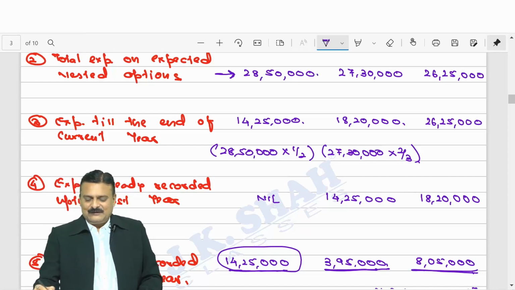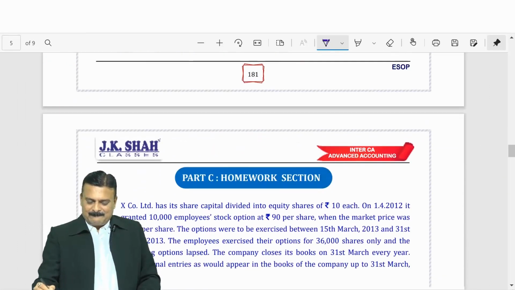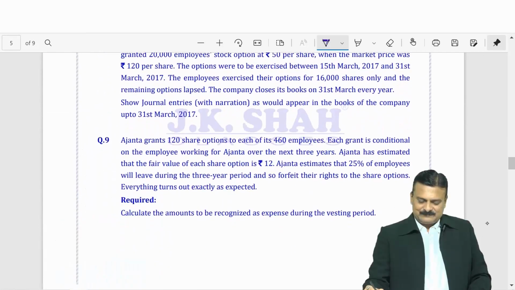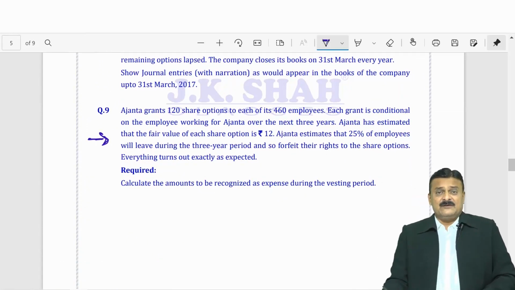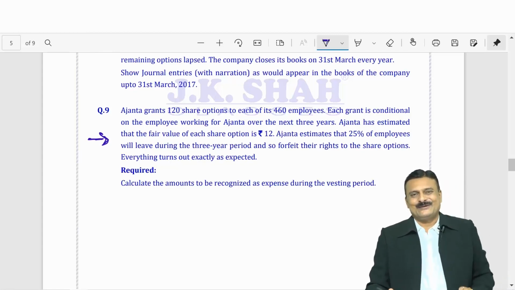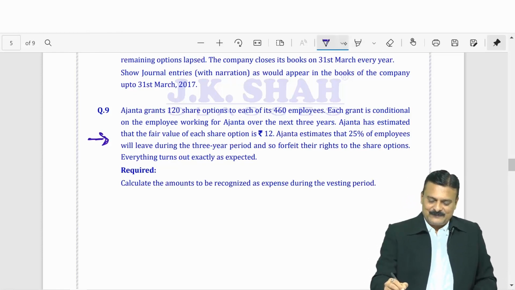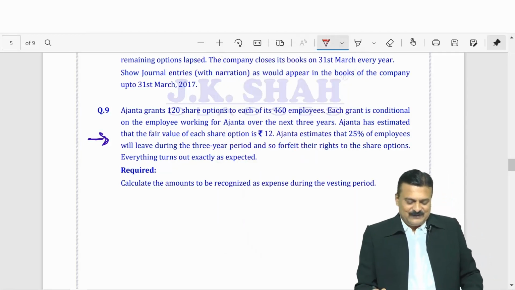Of course, I would like to show you one extra question which is there in our homework section. Is this one. Question number 9. I can just show you that if this kind of question is there, how simple is your working note. Read the question. Question number 9, homework section of our textbook.